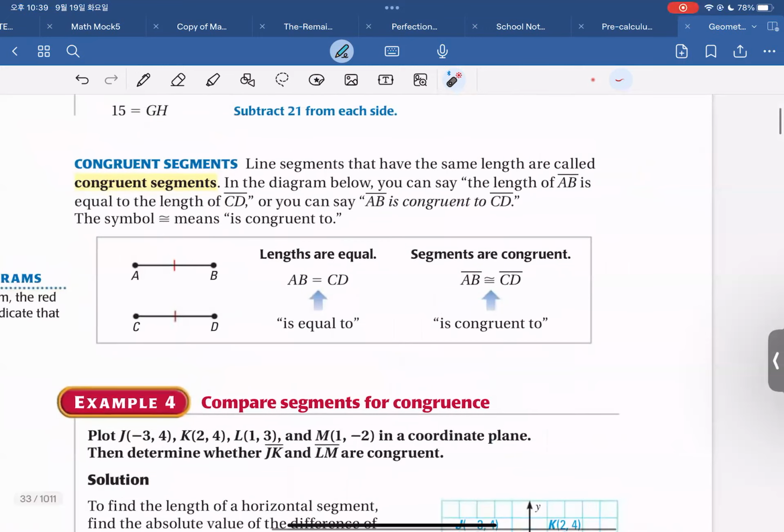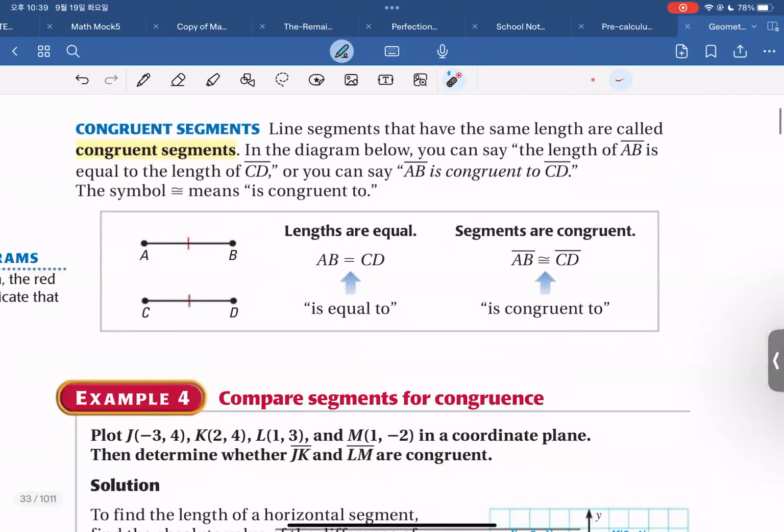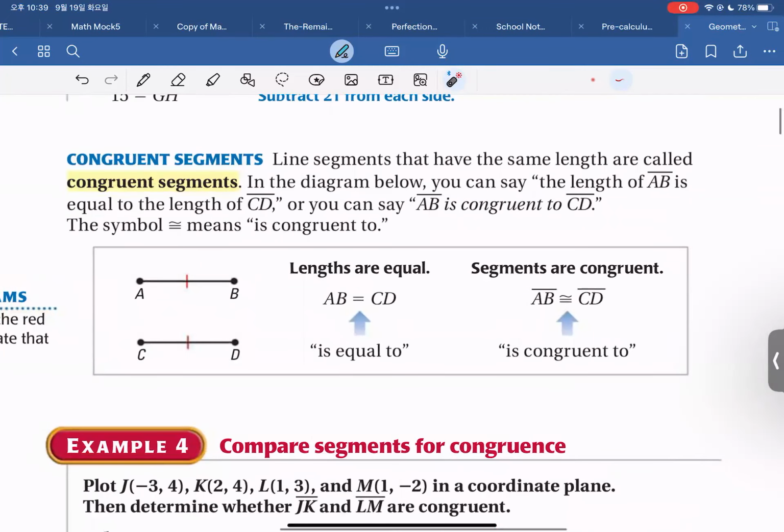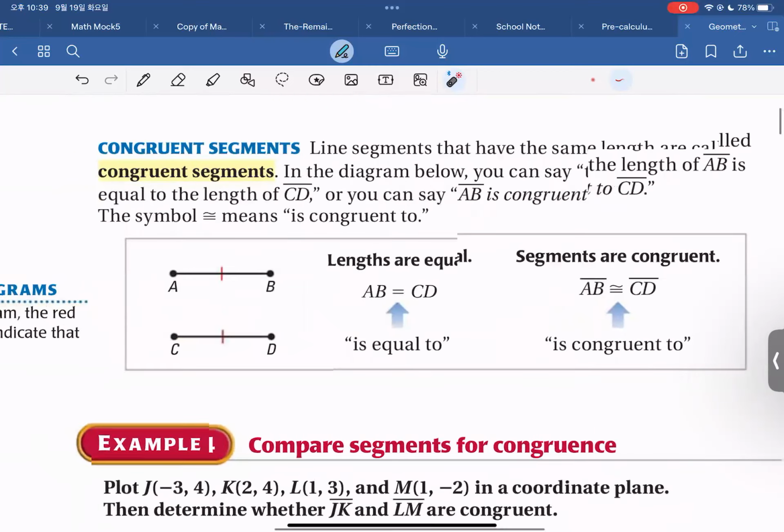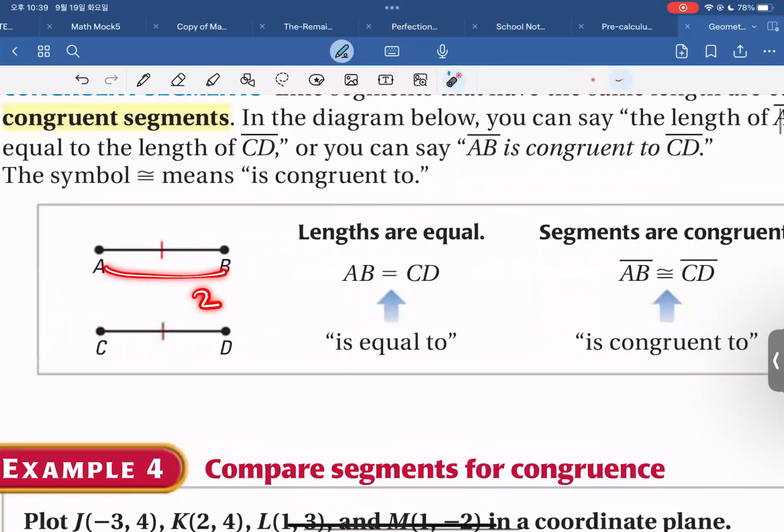But let's look at congruent segments before doing the last example for this section. So basically, congruent segments are line segments that have the same length. It's the same thing as segments that have the same length, but to call it fancier, you just say congruent. So let's say AB is 2 and CD is also 2, then these two segments would be equal or congruent, right?